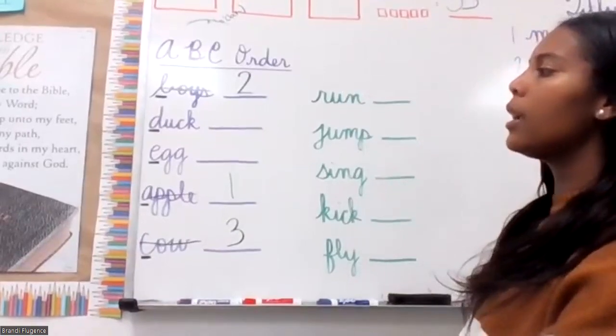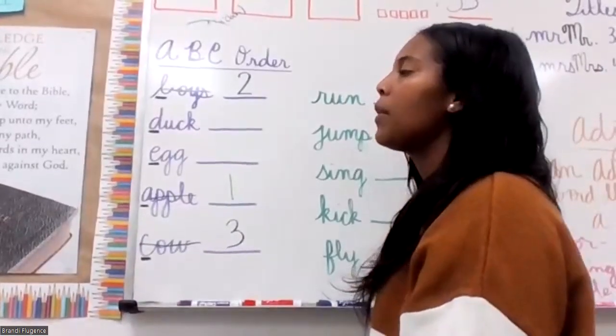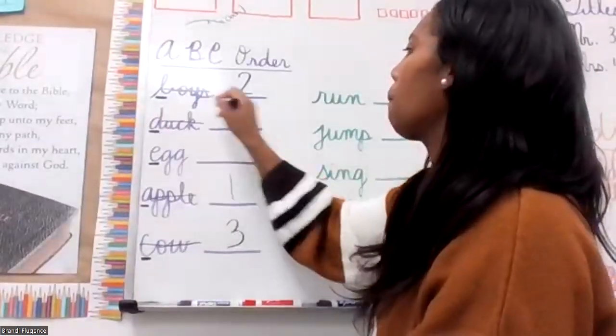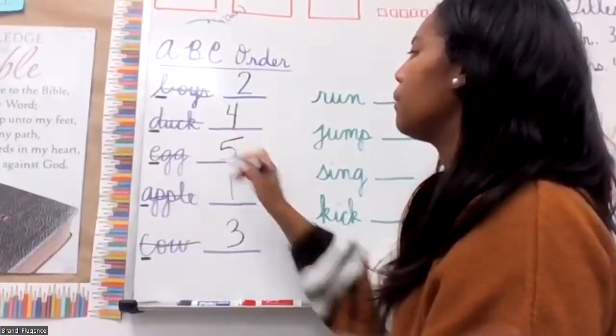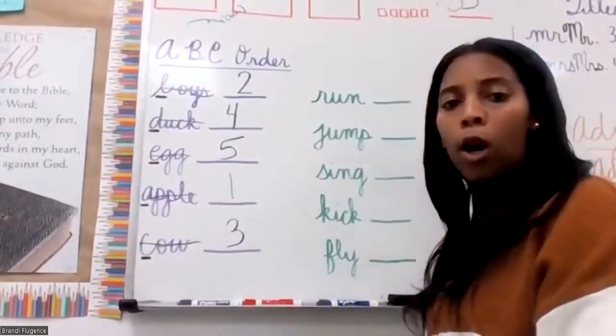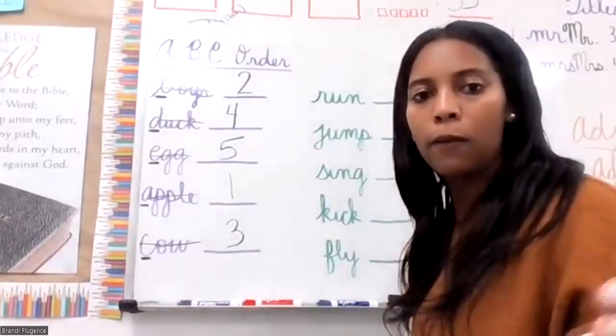After C, we say D. Do we have any words that start with D? Yes, duck. And then obviously that's the last one. Egg would be number 5. So we just put these words in order according to the alphabet.